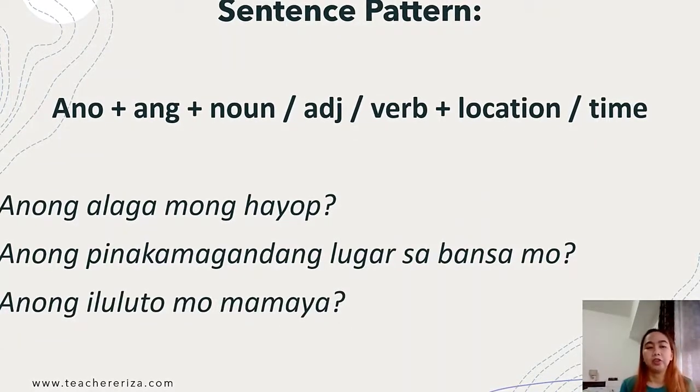Okay, so the next question is anong or ano ang iluluto mo mamaya? Anong iluluto mo mamaya? So, what are you going to cook later? So, for ano questions, we will always use an object-focused verb. So those are in-verb, i-verb, and adverb. So we will talk about that in the coming lessons, and we have a separate lesson for that. Okay, so I'll be showing you some ano question examples on the next slide.